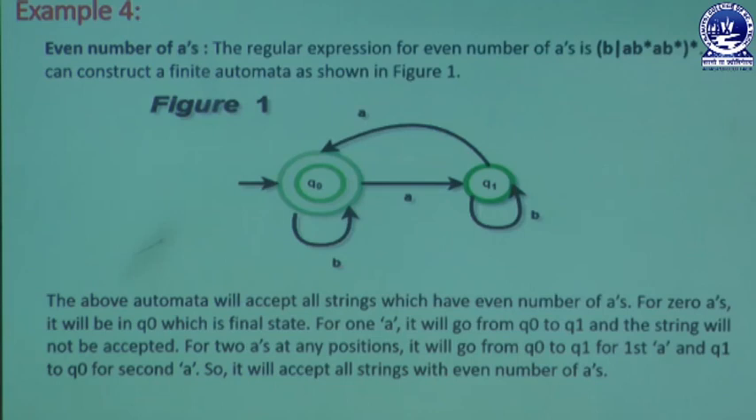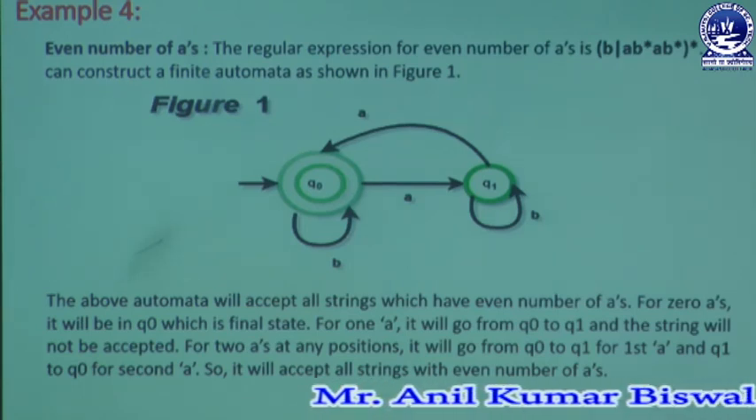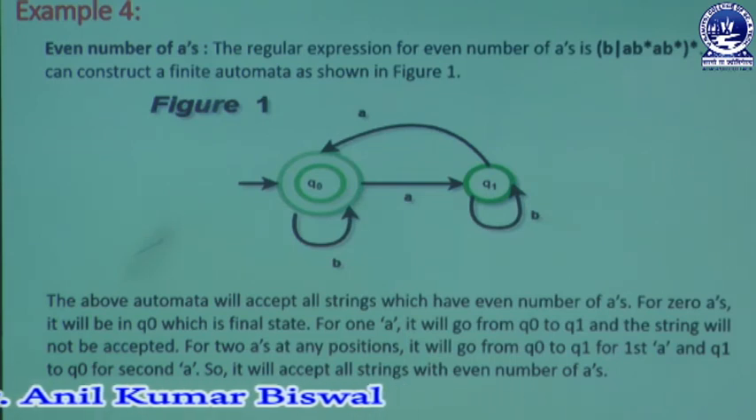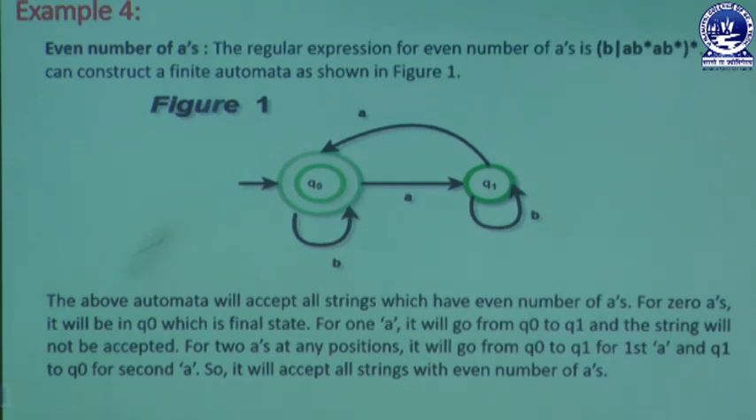If a user does not follow this kind of concept, we always follow a different structure here. If a user creates a different type of diagram formation, we get different types of explanations, and according to those explanations we can follow different criteria. But here, for 2 A's at any position it will go from Q0 to Q1 for the first A and Q1 to Q0 for the second A, so it will accept all strings with an even number of A's. It is a general formation where we are going to discuss different ways.